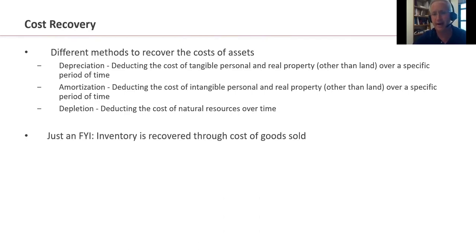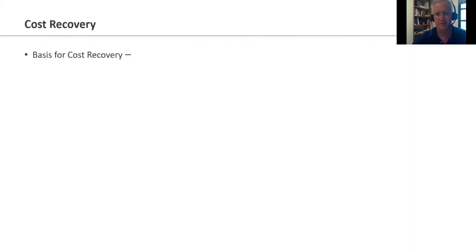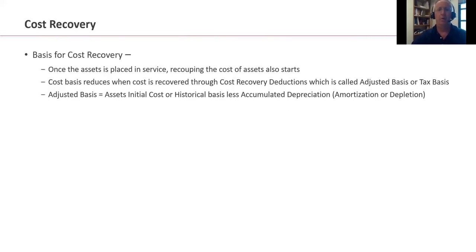So just an FYI, when we said inventory was capitalized, how do we recover the cost of inventory? Well, through cost of goods sold, right? When we sell it. Same with a prepaid. How do we recover it? Well, we amortize it over time. We've already done both of those things. So when do we start cost recovery?